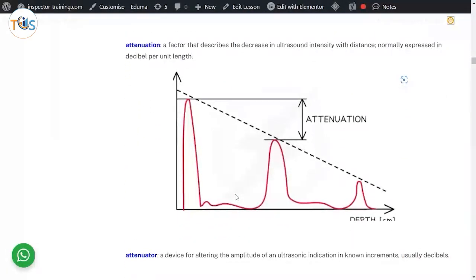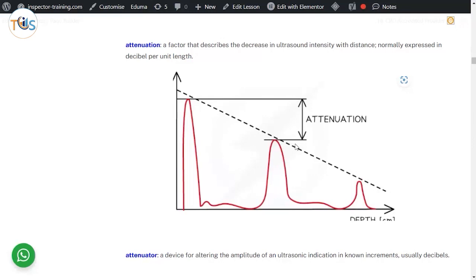Attenuation: when sound goes through a medium, obviously it gets weakened as it goes by, the ultrasound. It is measured by decibel per unit length. And as the sound goes, it gets attenuated until it totally dies, depending on the depth. So that's why you have to use various wavelength and frequency.